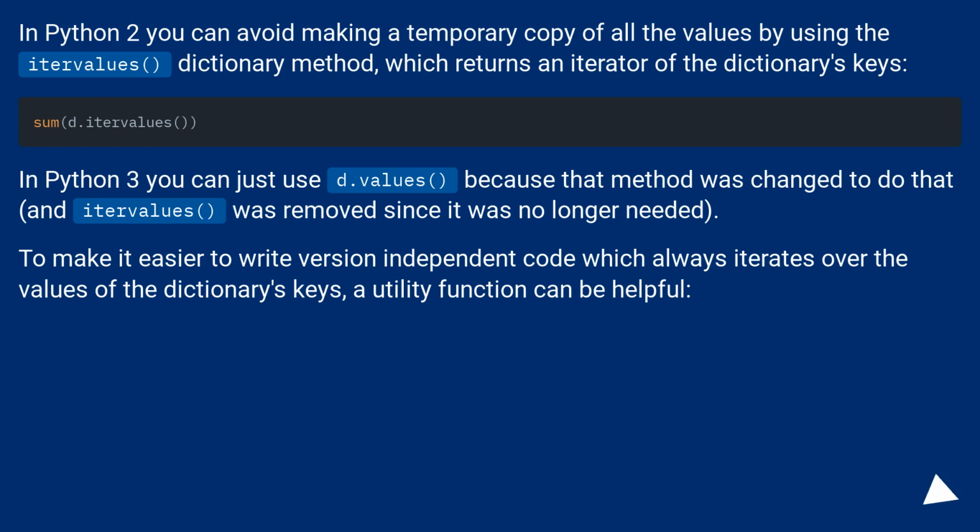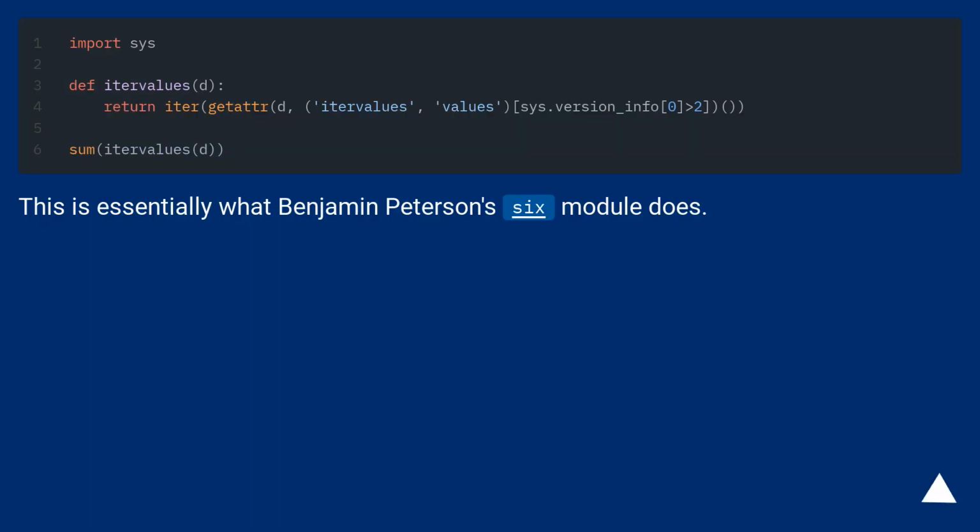To make it easier to write version-independent code which always iterates over the values of the dictionary, a utility function can be helpful. This is essentially what Benjamin Peterson's six module does.